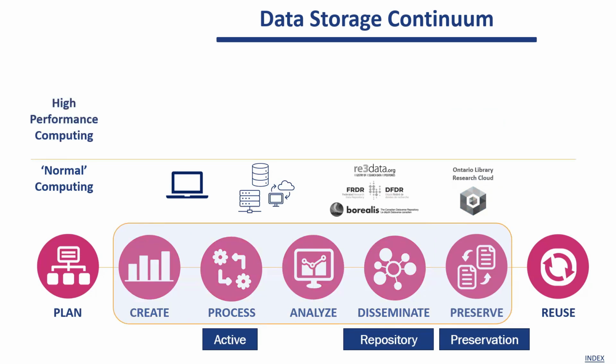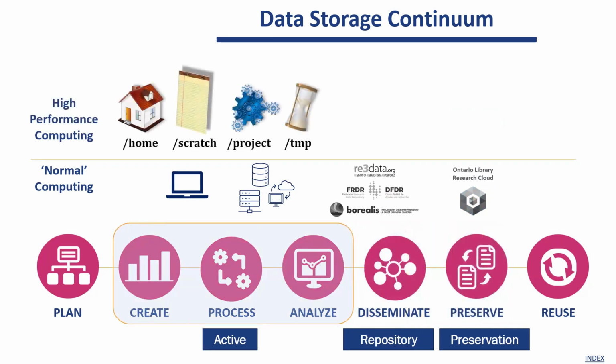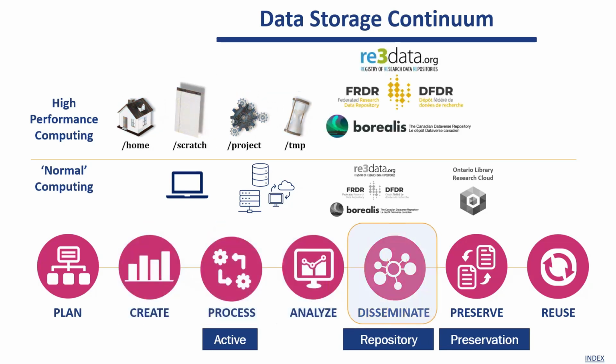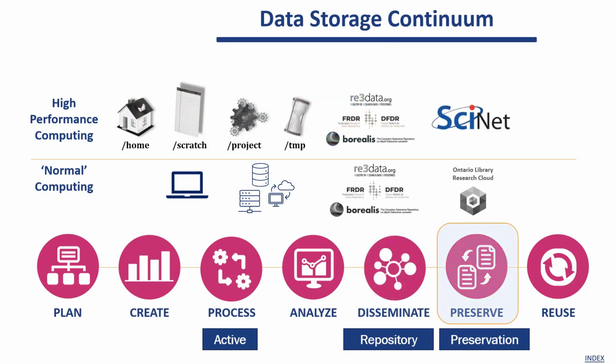If we now look at high-performance computing, we see a range of HPC storage types coming into play at the active storage stage of research, including home, scratch, project, and temp storage, presented to researchers in the form of folders that they have access to on their HPC system of choice. For this discussion, repository storage options already discussed can come into play. And we have SciNet providing preservation storage in collaboration with the Alliance's Furter team.